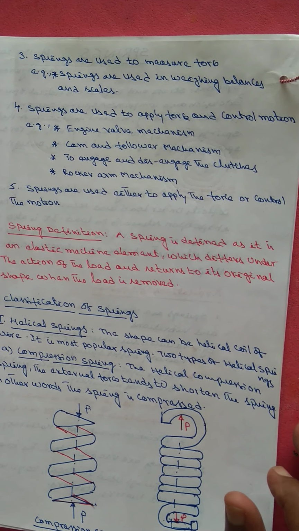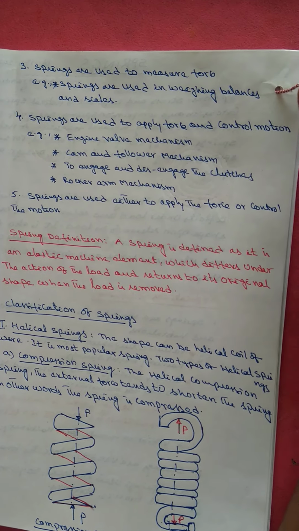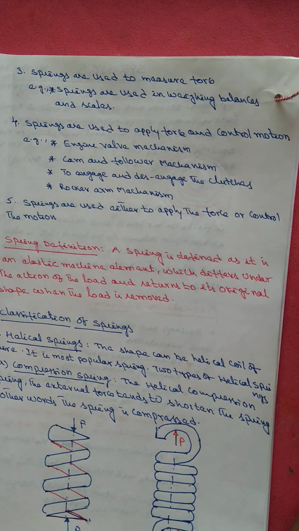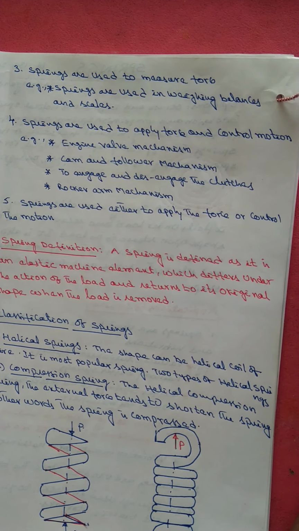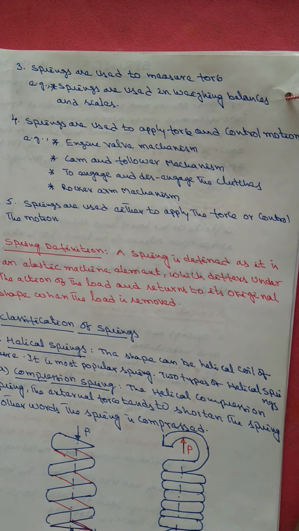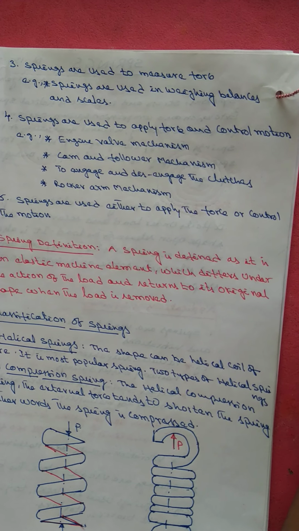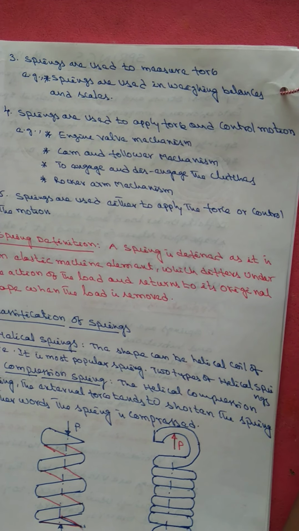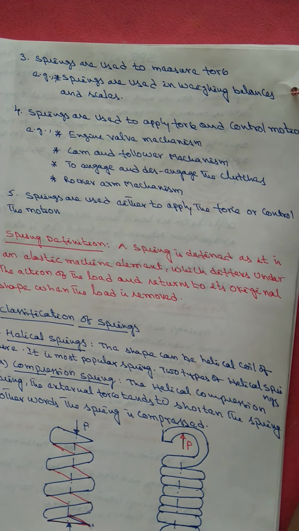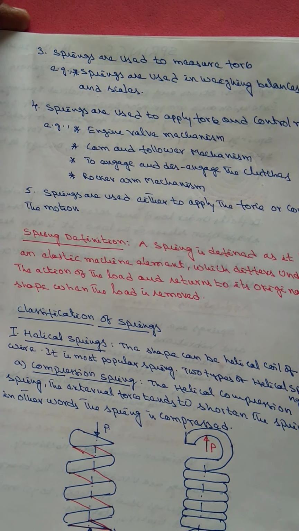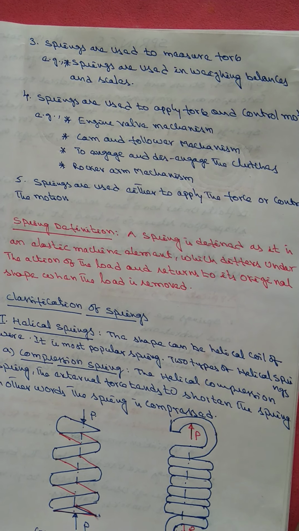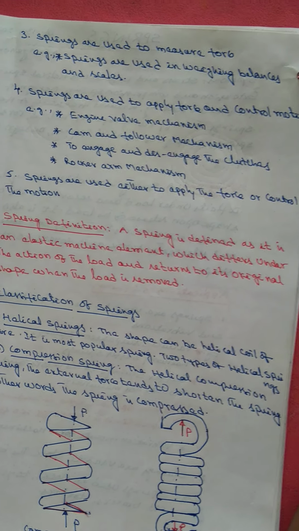For example, engine valve mechanisms. This rocker arm mechanism is used in IC engines. The cam and follower mechanism is used in lathe machines, drilling machines, shapers, and grinding machines. To engage and disengage the clutch is very important. Engaging and disengaging the clutch transmits power from one shaft to another shaft. Clutch springs are used there, and in the rocker arm mechanism. Springs are used either to apply the force or to control the motion.